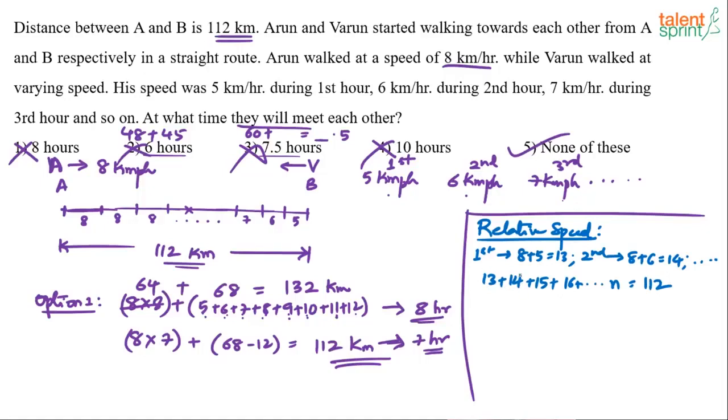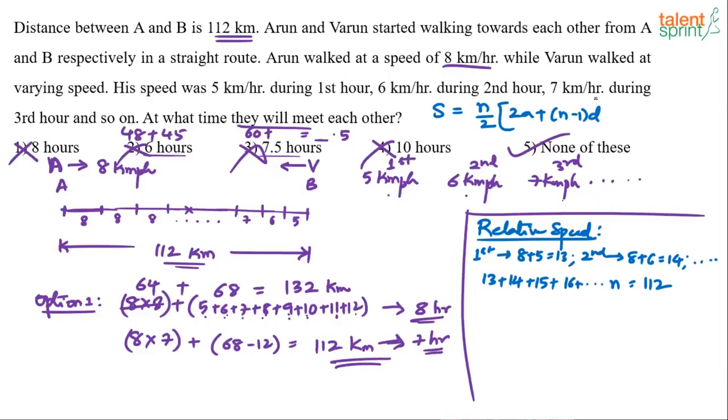1 hour, 2 hour, this is second hour, this is third hour, fourth hour, and so on. So how many hours you will get to know from this? Now this is like an arithmetic progression. You know the formula for arithmetic progression. I mean, it's a basic formula. What is the sum of all the terms in an arithmetic progression? S is given as n by 2 into 2a plus n minus 1 into d.